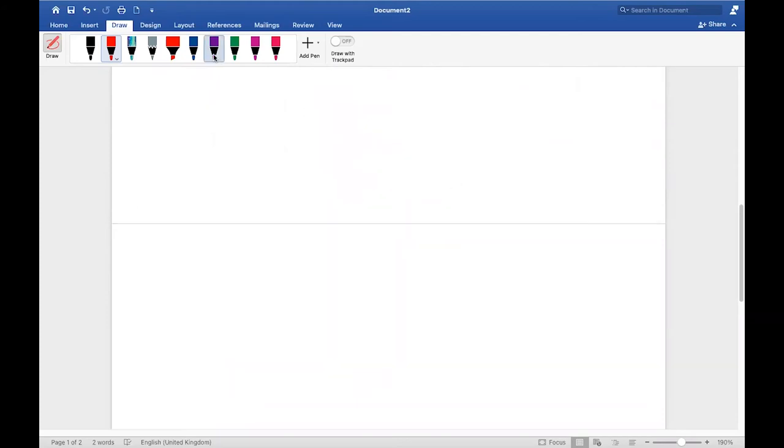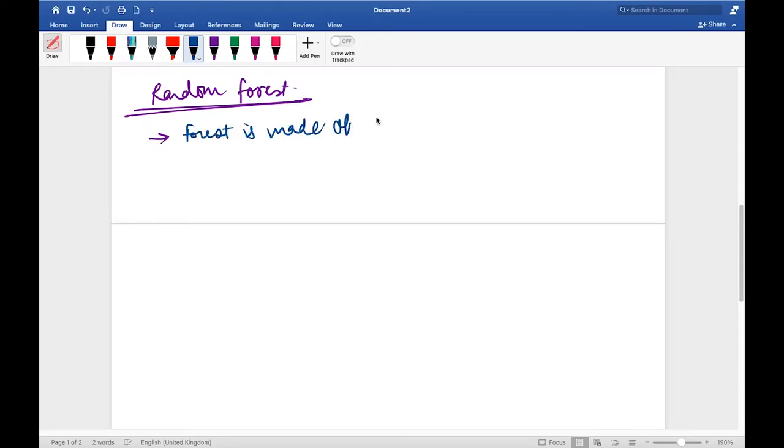Now coming back, we are going to talk about random forest a bit theoretically. A forest is made up of trees, and random forest is no exception. A forest is made of trees in real life too, and random forest is also made of trees, but what type of tree? Decision tree. That is what I love about data science, and precisely why I am in this field: there is no hi-fi word coming. It is using the same thing.